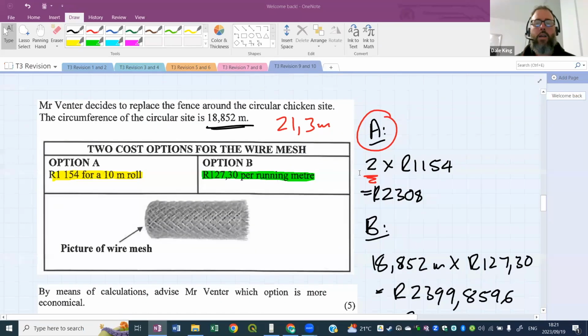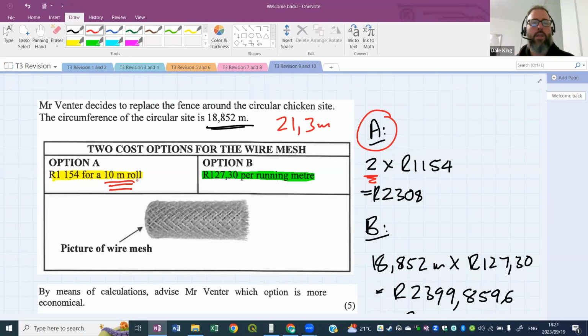Bianca, I think you're talking about the 2 here at the top. It says here that it's a 10-meter roll for option A, so you have to buy it in a 10-meter roll. And I've done this often. You go to Builder's Warehouse, you want a piece of wood, and you say, listen, I need 2.1 meters of this wood. And they say, sorry, we only sell them in 3-meter lengths. They won't cut it down to 2.1 meters for you.